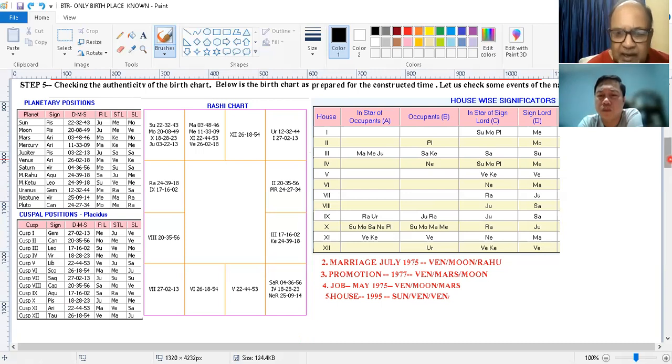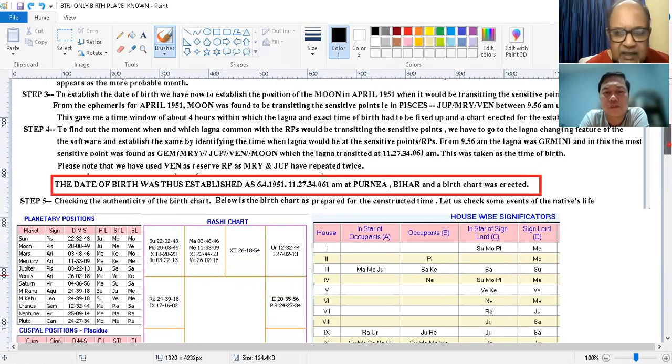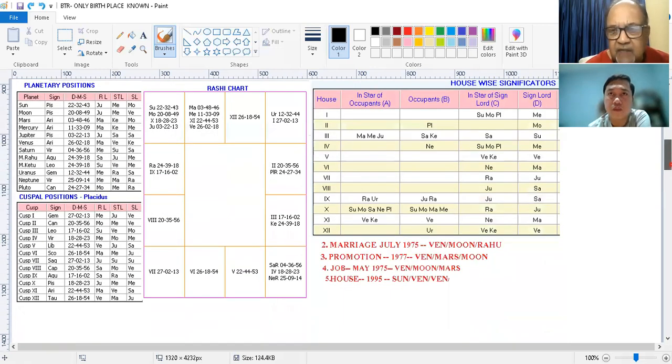Other events also tallied, but the main emphasis was on how to establish the date and time of birth. This is how we do it. You can erect this chart on your own computer as per the particulars given here for India, and you can match the events through his dasha, antar dasha. You know how to do it, you've been a KP student. This is how we finalize a chart where nothing is known.